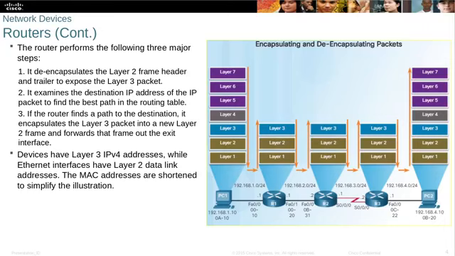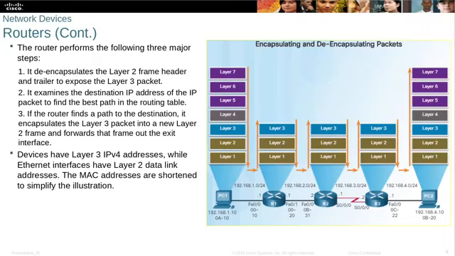Now, devices can have layer 3 IPv4 addresses, or for that matter IPv6 addresses, whilst the Ethernet interfaces make use of layer 2 data link addresses. These are the MAC addresses, the media access control addresses, that are burnt into a ROM chip on the network card.